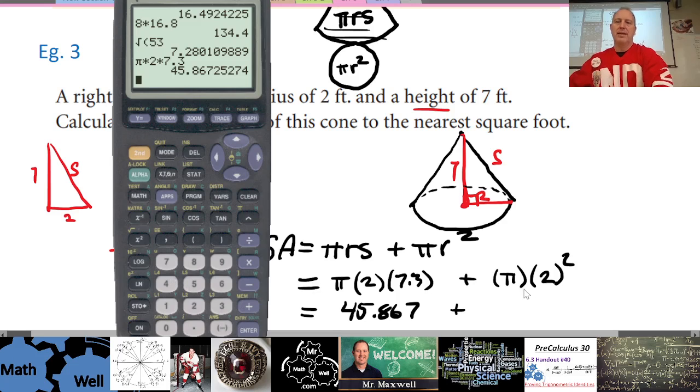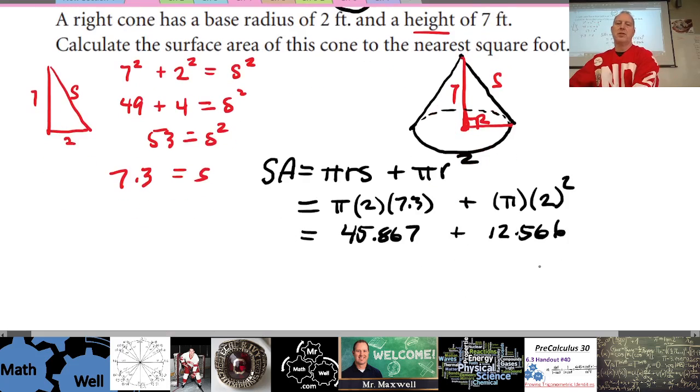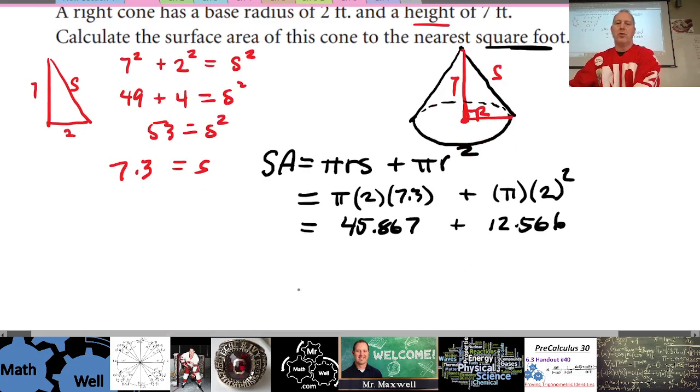And then pi times 2 squared, that's the same as 4 pi, isn't it? So you could do a little mental math in your head. 4 pi, 12.566. Two or three decimal places is plenty because you're going to round it to the nearest whole number later anyways.